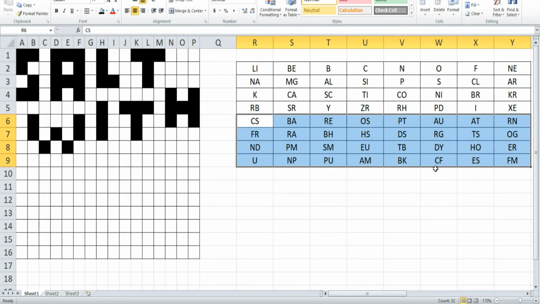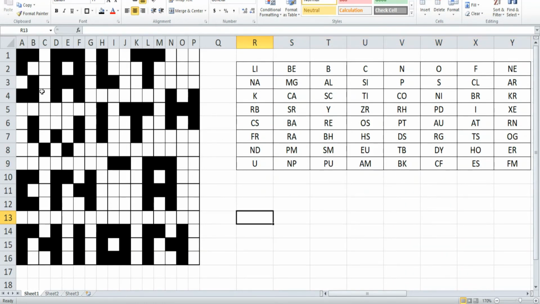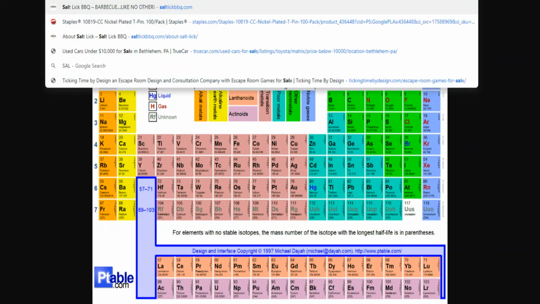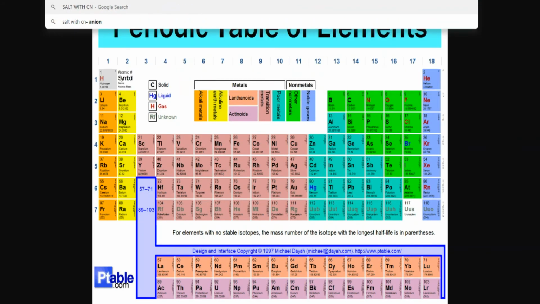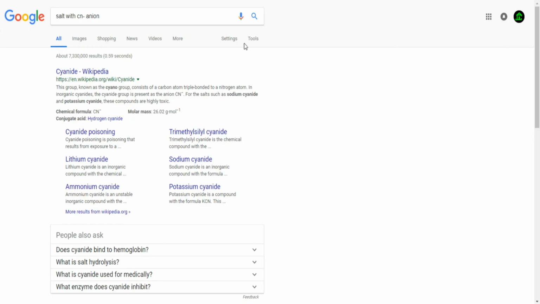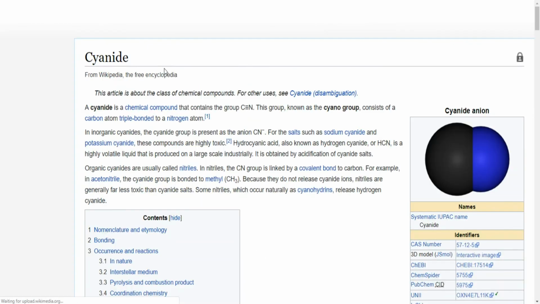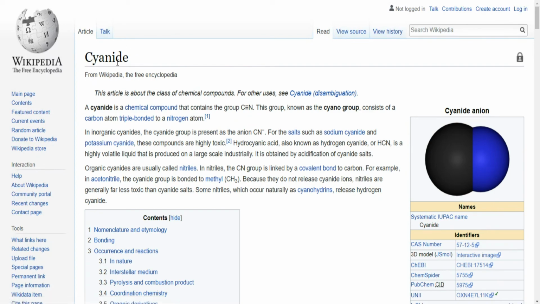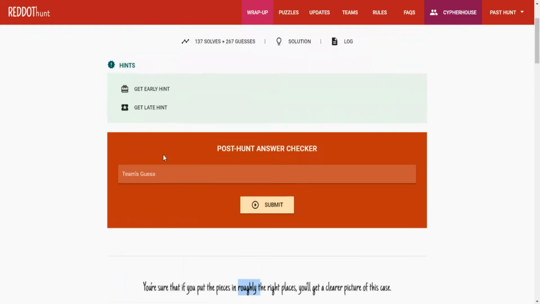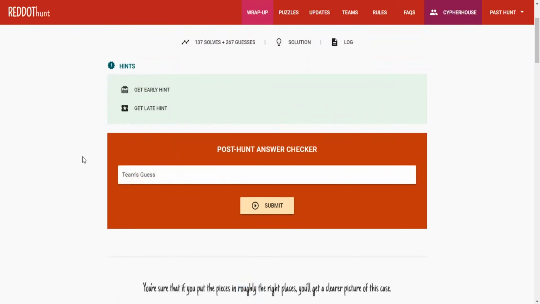So I still have to do this bottom 4 rows of elements, but it's looking like this is going to be correct. So with everything filled in, we have a phrase: salt with Cn minus anion. So I'm just going to try searching that. Ooh, that gives us cyanide. So it would appear that cyanide is going to be the final answer to our puzzle. Let's take a look.